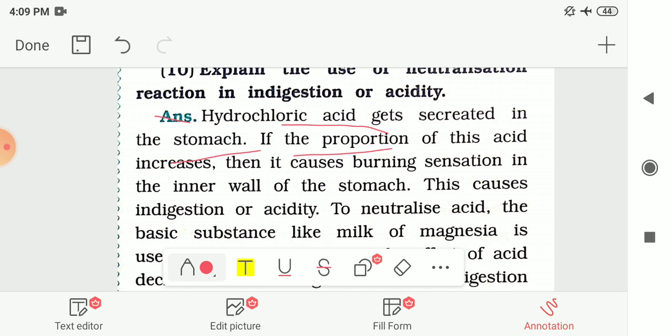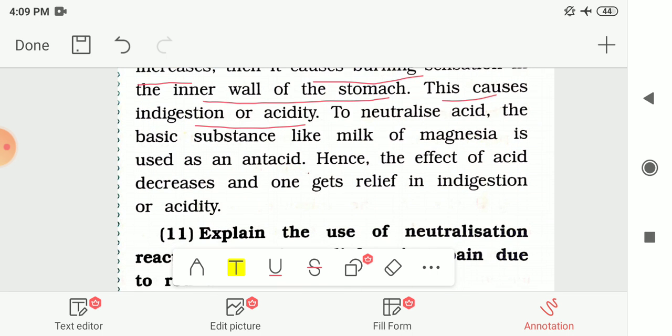So, if the proportion of this acid increases, then it causes burning sensation in the inner wall of the stomach. It should be produced in the proper amount, but if the proportion of this acid increases, then it will cause the burning sensation. You will feel the burning, like something is burning inside your stomach. So it causes the burning sensation on the inner wall of the stomach, and this causes the indigestion, or you can say you know this by the acidity.